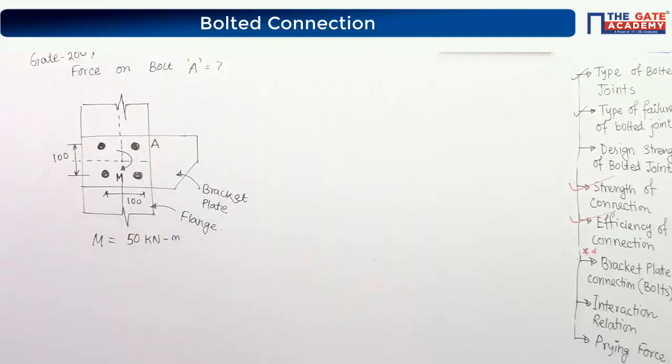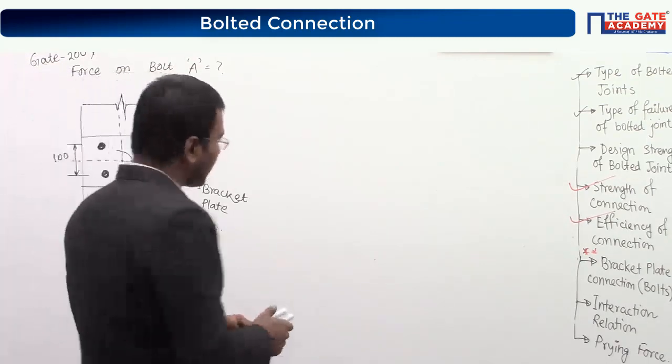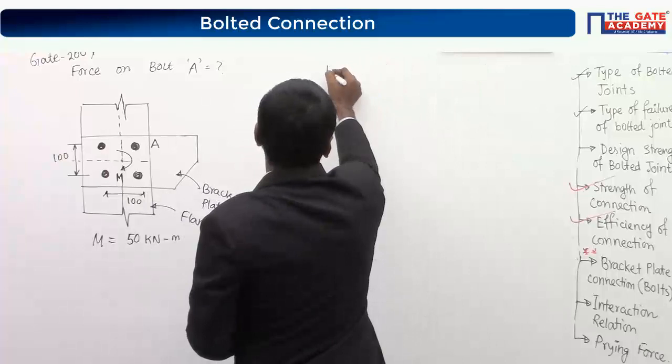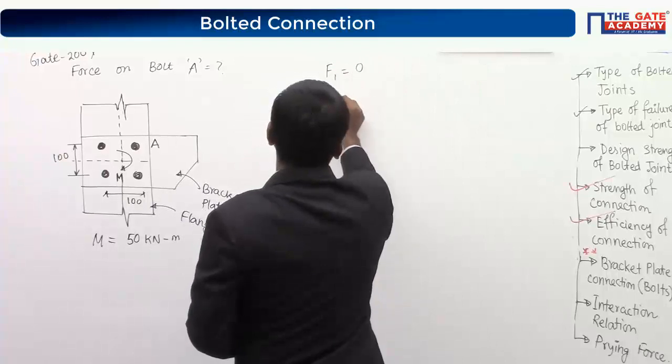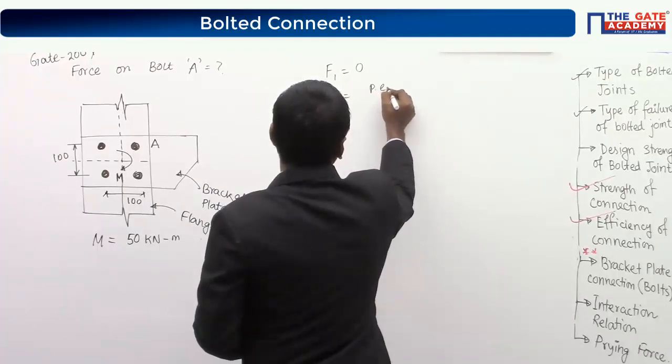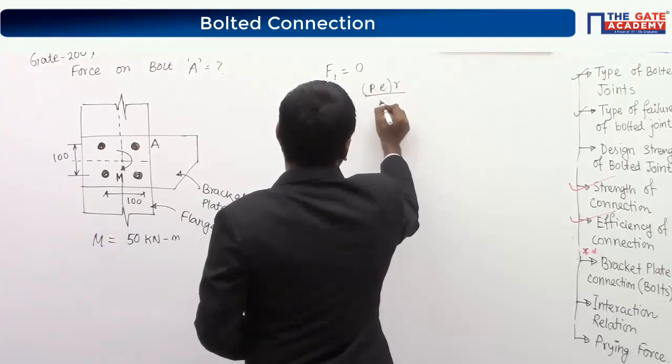See, in this given question, we can say there is no direct force. If there is no direct force, we can say F1 value will be 0. So for this given question, F1 equal to 0. And what is F2, sir? F2 means P into E into E by summation of R square.